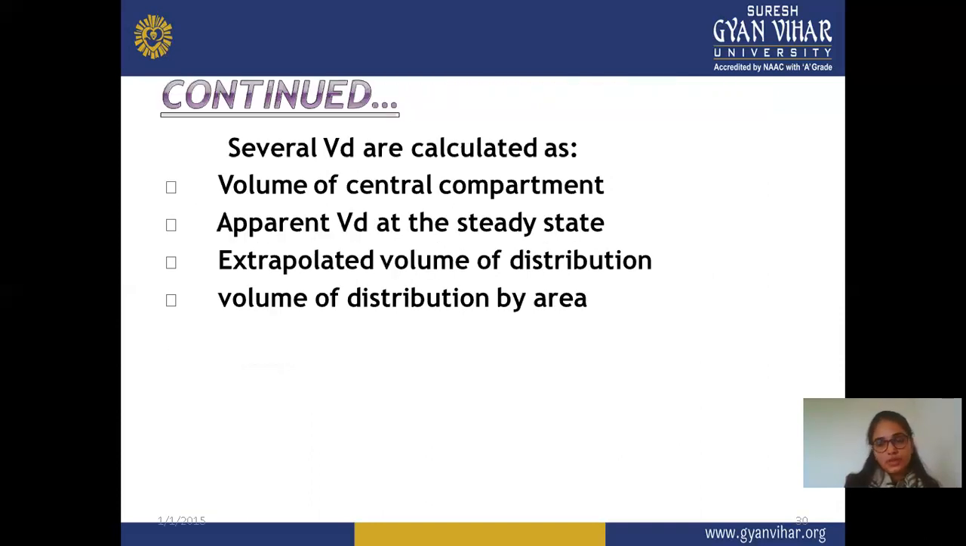In continuation, we can say that apparent volume of distribution is calculated as the volume of the central compartment, meaning how much drug is present in the central compartment, as well as the apparent volume of distribution at steady state, meaning how much drug is present at steady state. Next is the extrapolated volume of distribution, meaning how we plot it, as well as the volume of distribution by area, or how much drug at a particular area got distributed out.